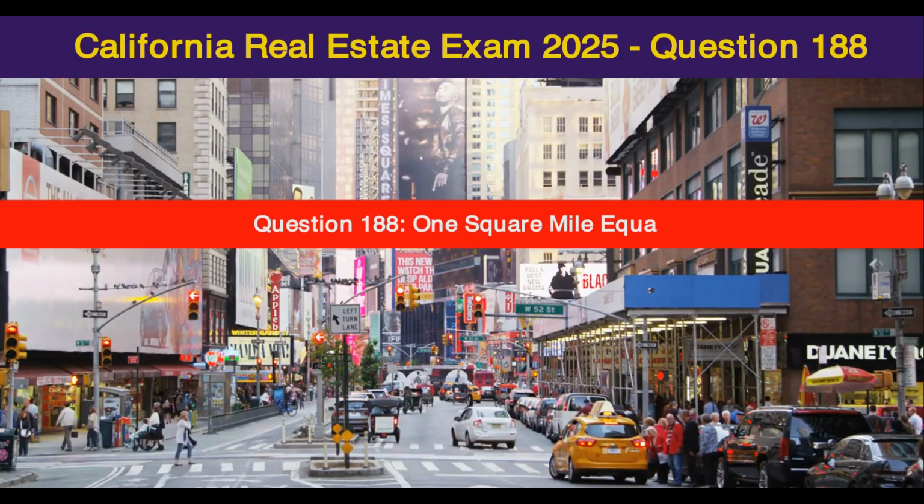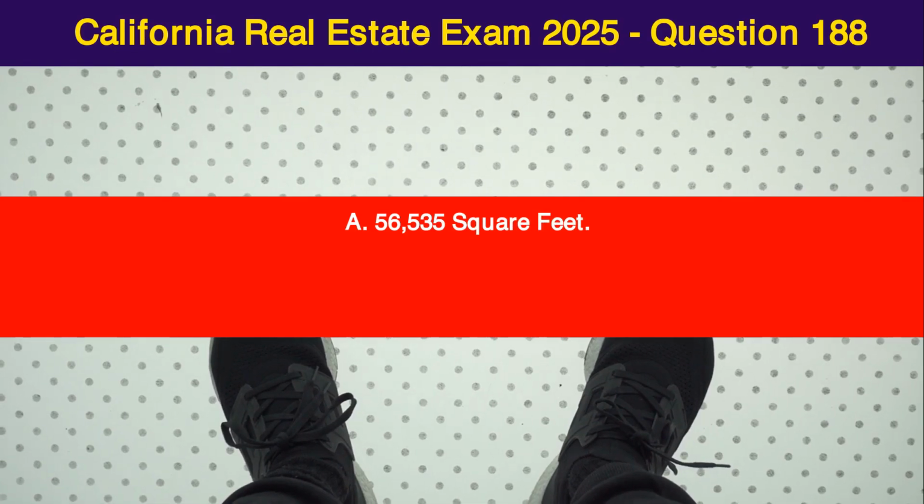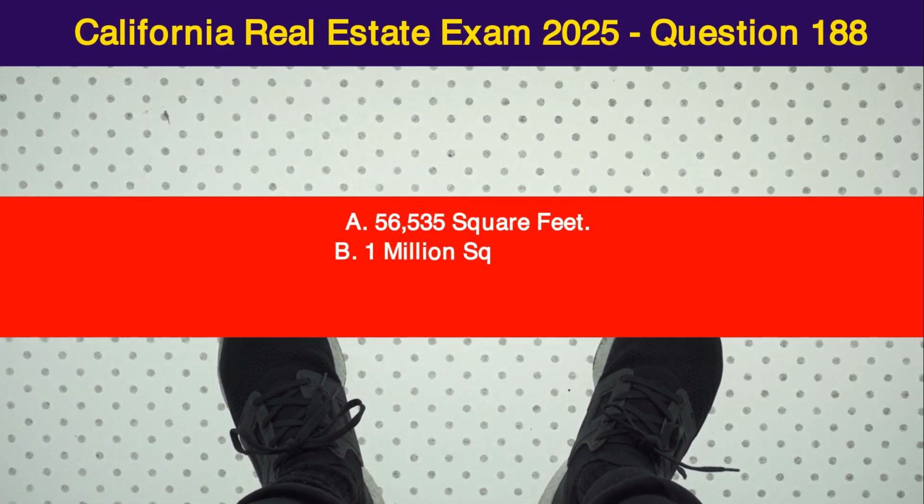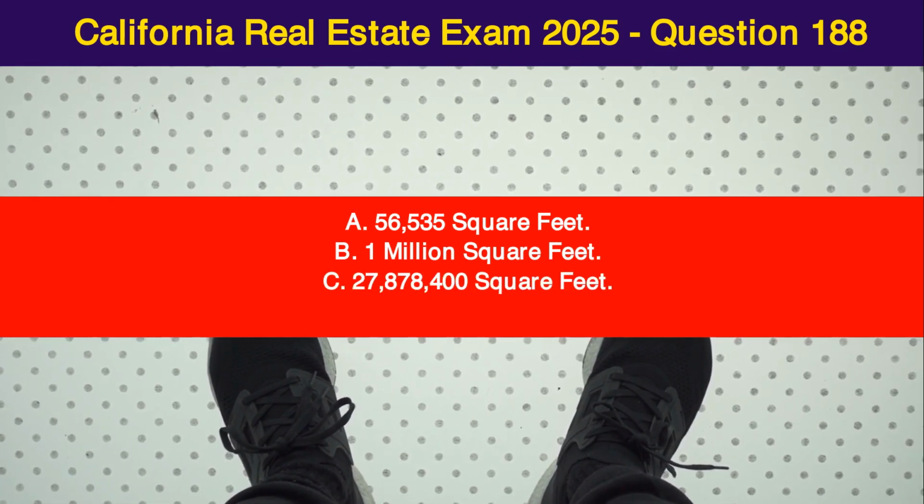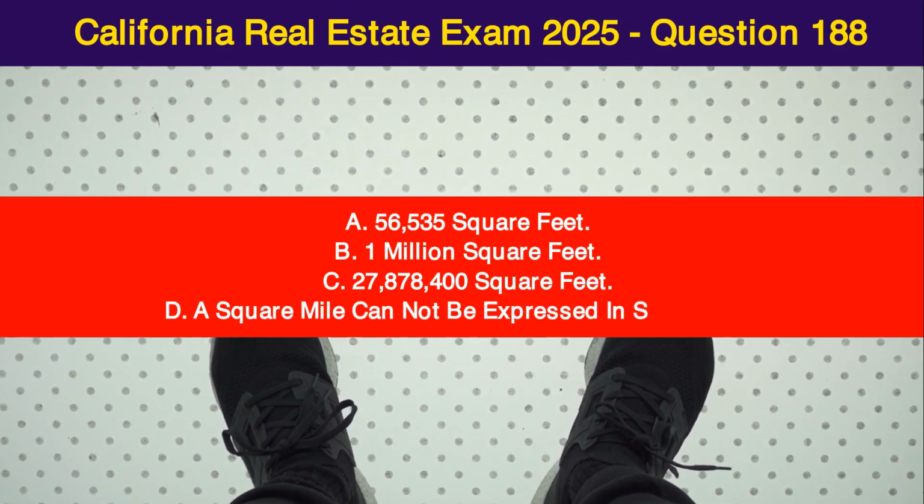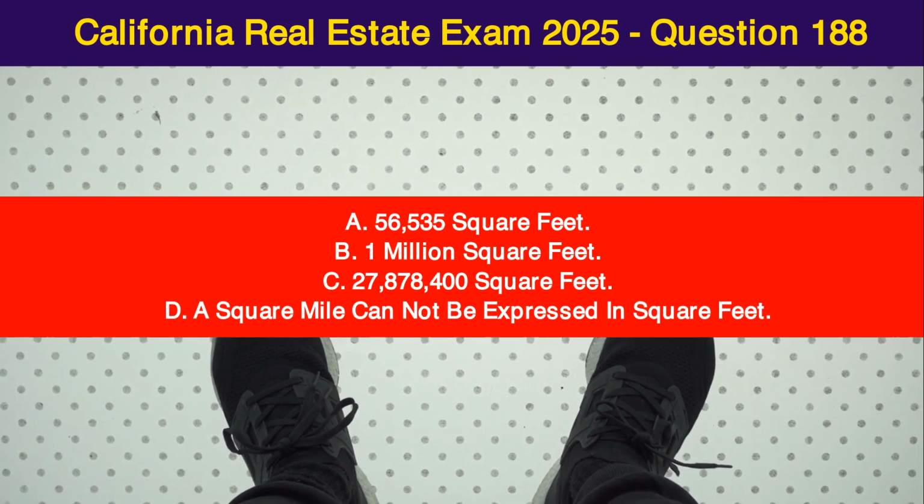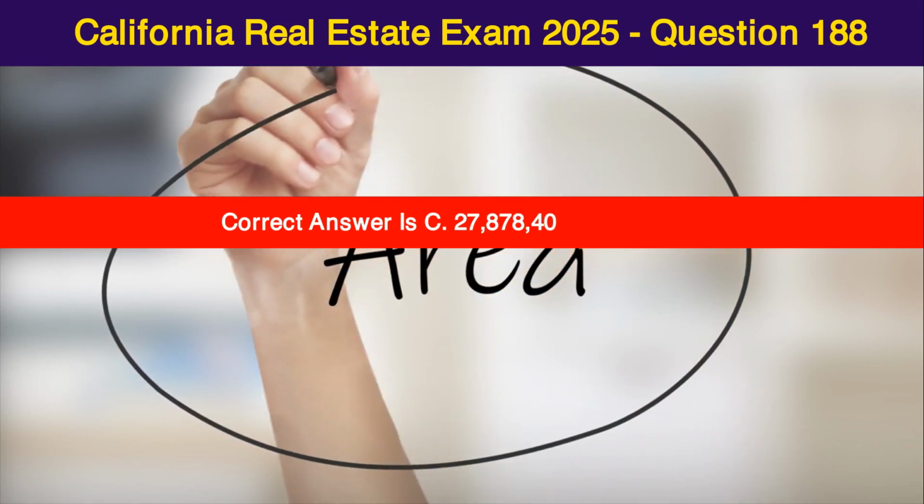Question 188. One square mile equals A. 56,535 square feet, B. 1 million square feet, C. 27,878,400 square feet, D. A square mile cannot be expressed in square feet. Correct answer is C.